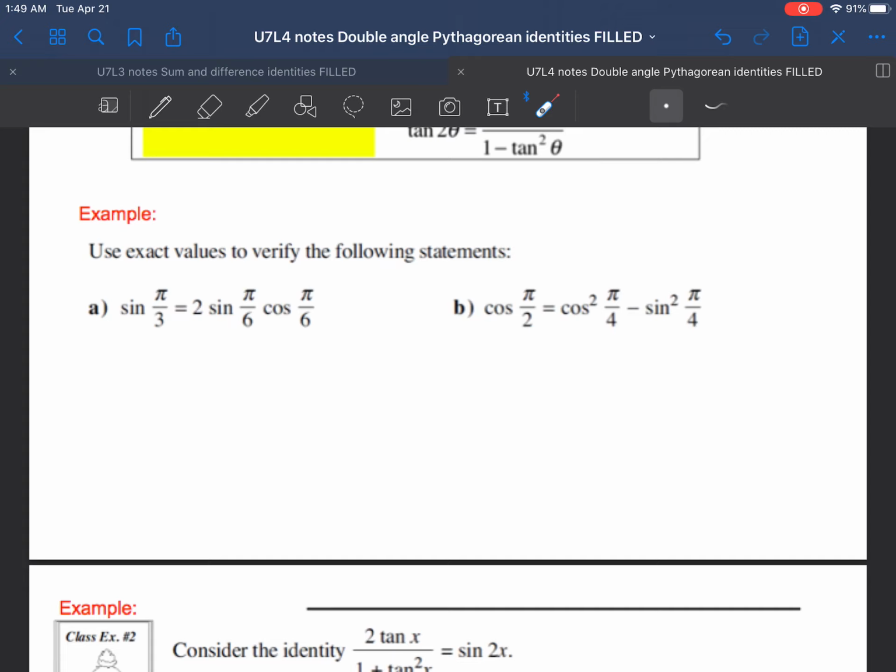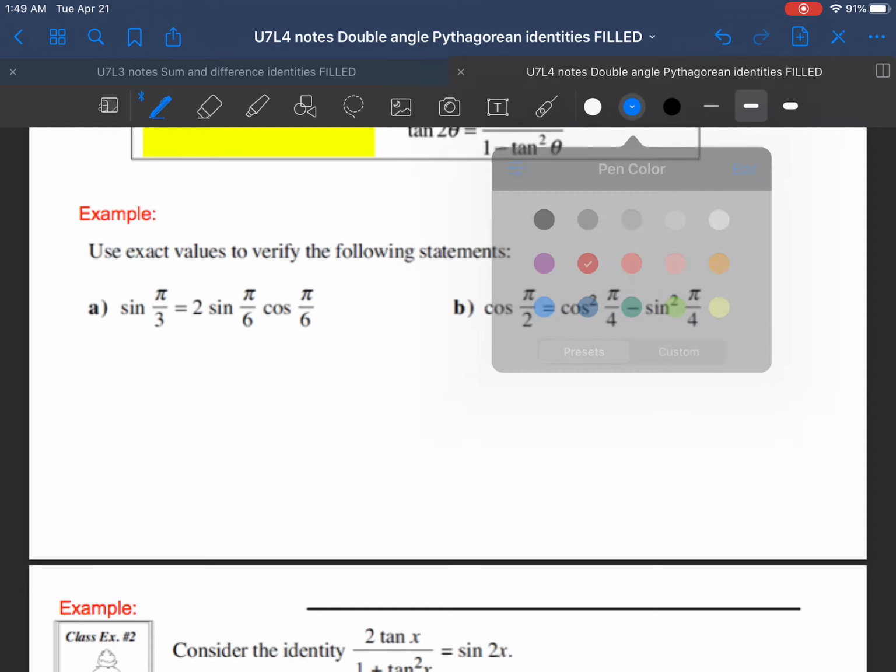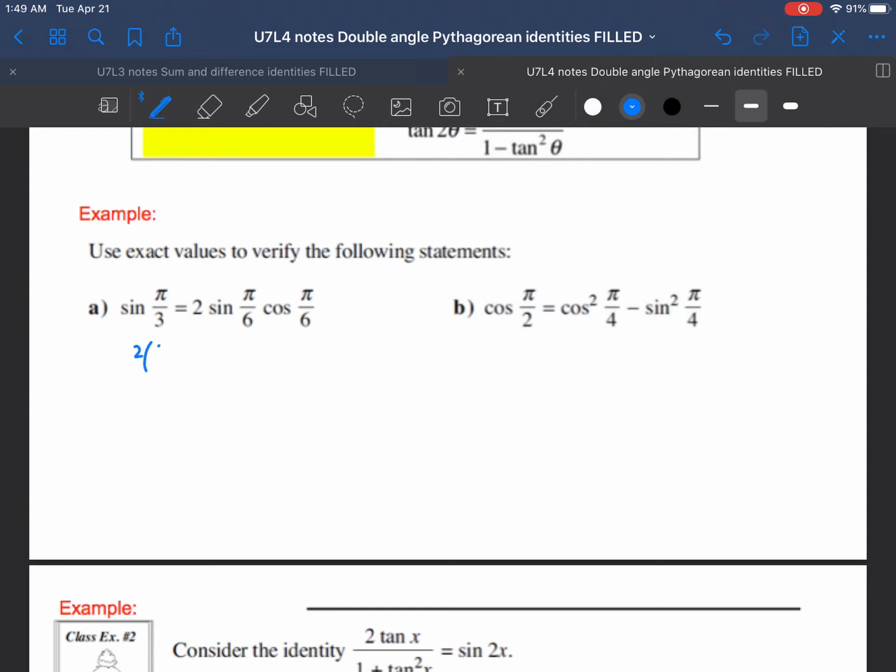so use exact values to verify the following statements. So these are showing, I don't know if you guys can see, but this is our 2a, right? This is, let me get blue here. This is really 2 times pi over 6. So we're kind of using the identity here, right? Here, here, here. And this is also 2a. And so this is just the regular a values.